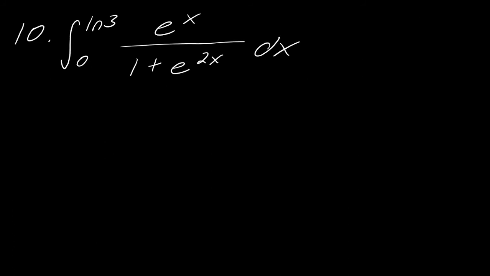Okay, so for number 10, now I have the definite integral from 0 to the natural log of 3 of e to the x over 1 plus e to the 2x. So this is kind of another tricky problem.